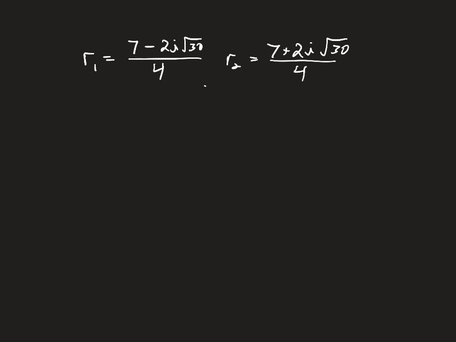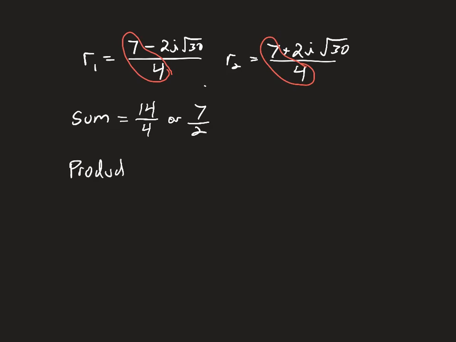Okay, so the way that we're going to do this is we're going to use the sum and the product rule. So the sum is actually pretty easy. For the sum, what you're going to do is you're going to take those and add them, and that gives you 14 fourths or 7 halves. Now the product, a little bit more work.